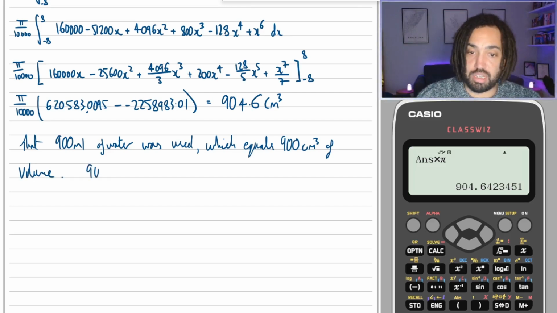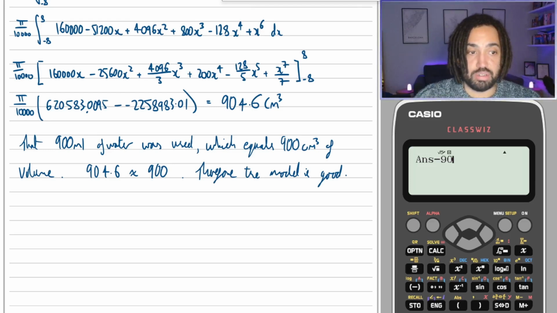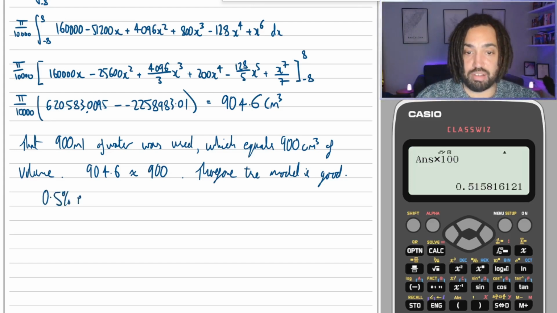and 904.6 is approximately 900, so therefore the model is good. And just to double check that, you could always work out the percentage error, which in this case is, oh yes, minimal. Okay, 0.5% error. So that's a very good model.